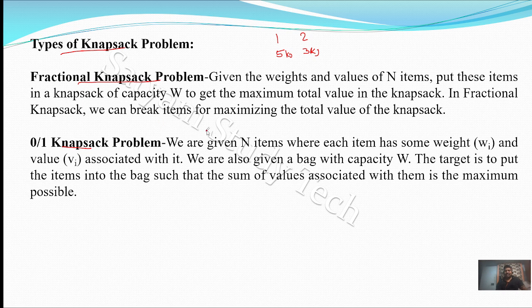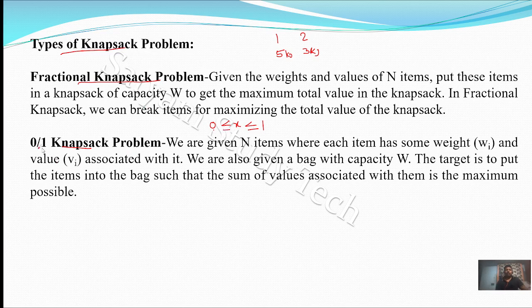In the fractional knapsack problem, the x value satisfies 0 less than or equal to x less than or equal to 1. The x value may be 0, or 1, or a fraction. So you can take anything in between 0 and 1. That is the fractional knapsack problem.